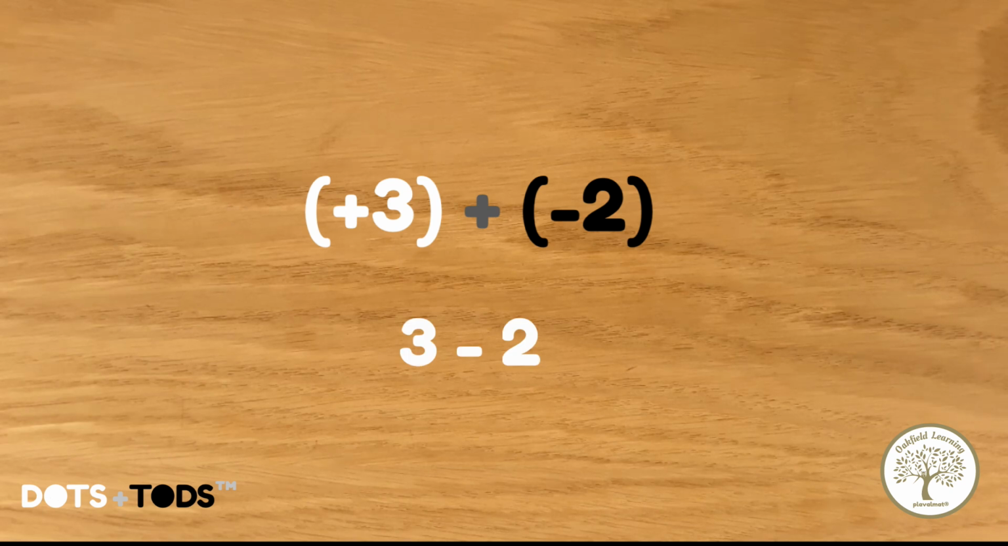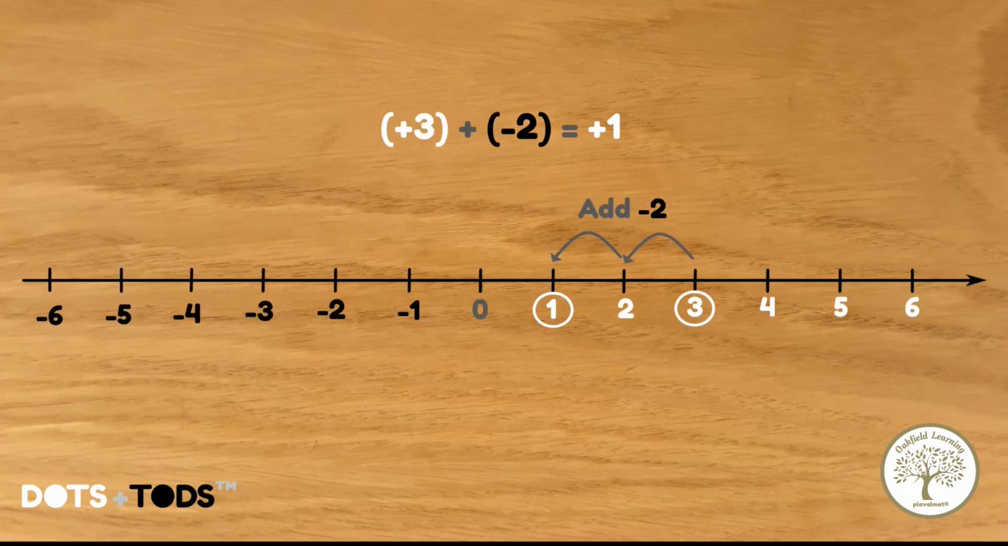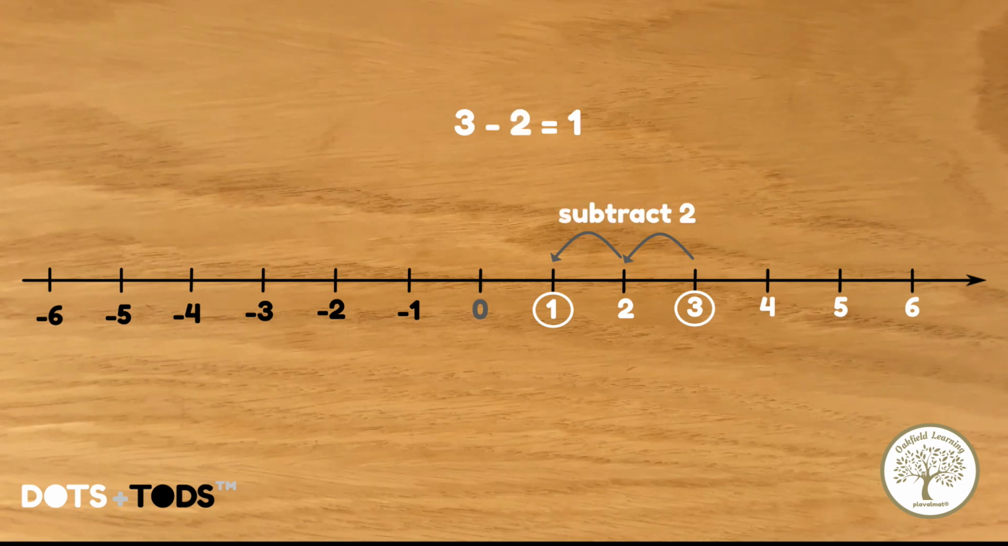And I'm going to use a number line and our dots and tods to explain why. We know that when we add a positive, we move to the right on a number line, but this time we're adding on a negative. So what happens then? On a number line, when we add a negative, we need to move to the left. This question is asking us to start at +3 and add -2. So if we start at +3 and move 2 intervals to the left, the result is +1. This is the same as if we had 3 subtract 2.